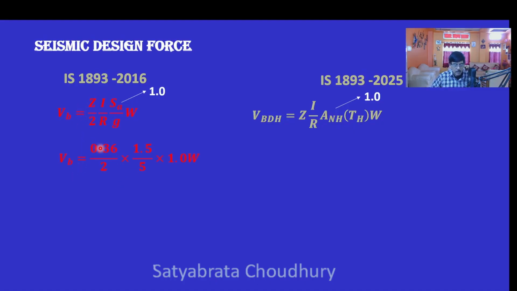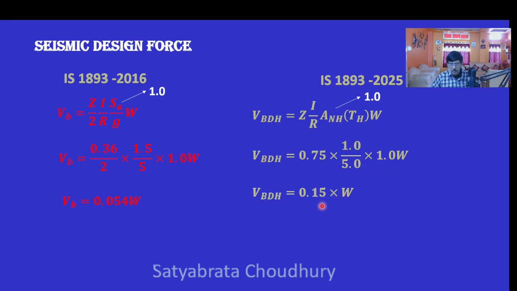We will put all the values. Z equal to 0.36 divided by 2. This 2 is used for design basis earthquake computation. Importance factor is 1.5, R is 5, and Sa by g is 1, W. So Vb equal to 0.054 W. In this second case, you see the Z equal to 0.75, I is 1, R is 5, and the spectral acceleration ratio is 1. So this is the expression. It comes as 0.15 W.